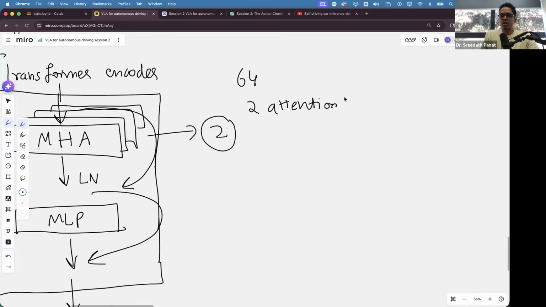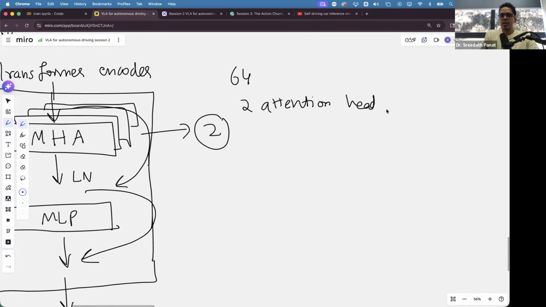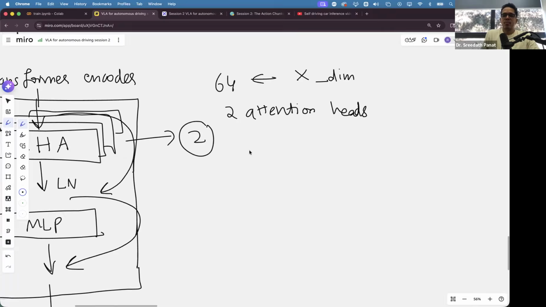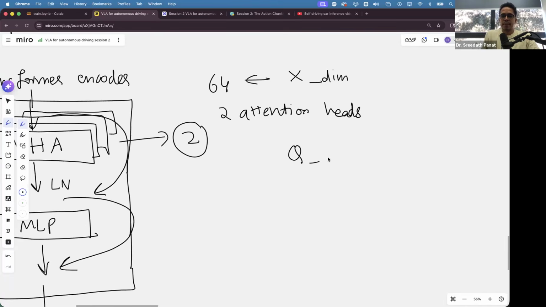This is just to check your knowledge. Let's say this is the dimensionality of my embedding. What is the dimensionality of my query? In the query, key, value space, each attention head will take care of 64 by 2, which is 32 dimensional. So the query in attention head number 1 will be 32 dimensional. In head number 2, it will be 32 dimensional, and so on.